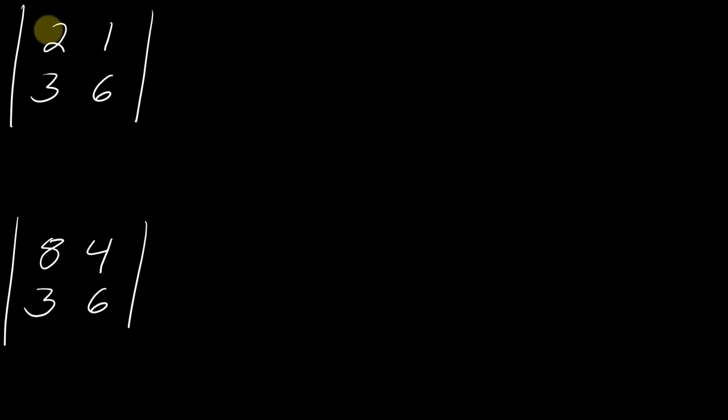So let's just start by calculating this first determinant. If I calculate this out, I have 2 times 6, which is 12, minus 3 times 1, which is 3. So 12 minus 3 is equal to 9. Okay, so notice what the difference is between this determinant and this one. In this one, I basically took the first row and multiplied it by 4 to get this result. So let's check out what the value of this determinant is.